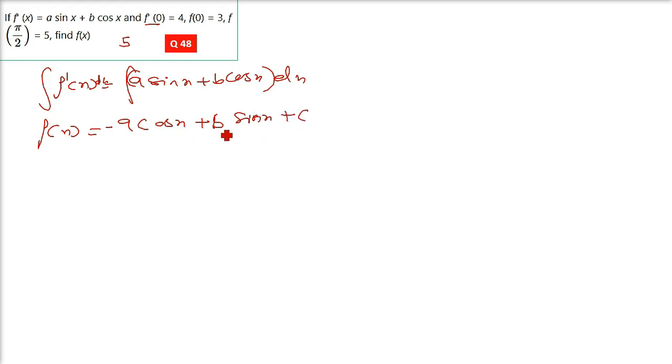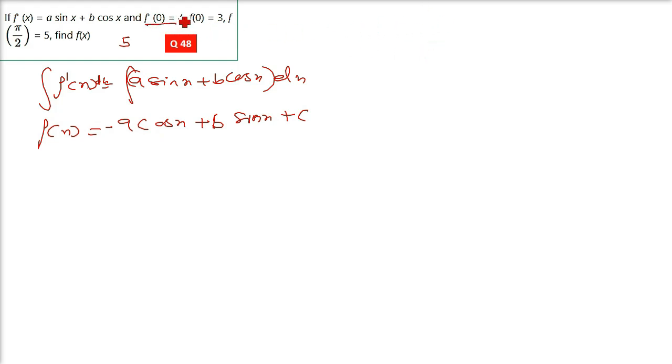Now what do you see here? We have a, b, c. The question is formulated like this only. F dash 0 is given. What is f dash 0? Let us do this one first, the original equation, where f dash 0 is given.